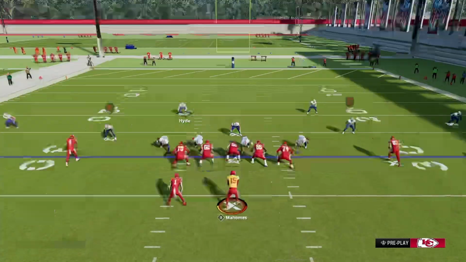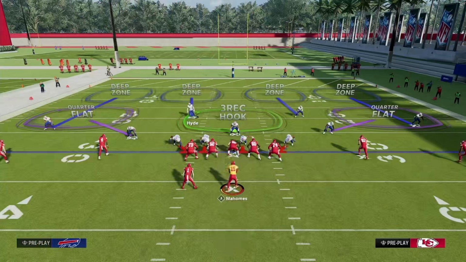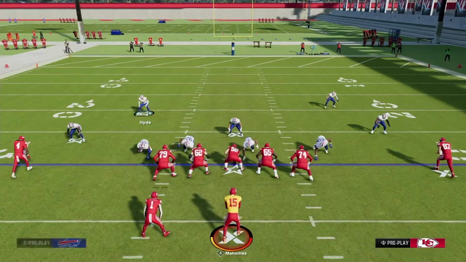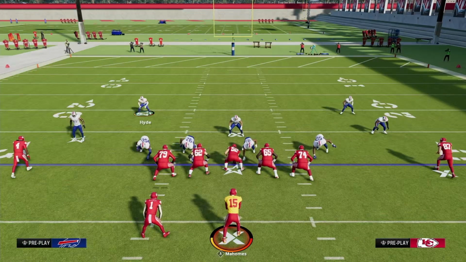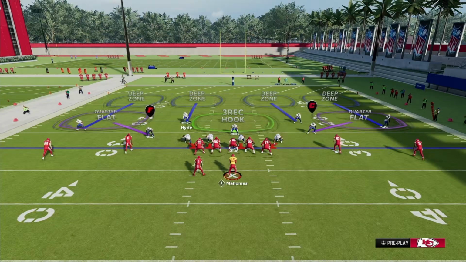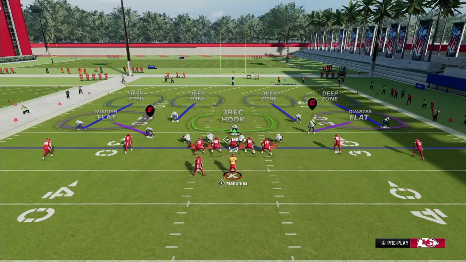So Rasheed Rice in the slot on the left, and then Travis Kelce in the slot on the right. Those are our number two receivers. If Rice goes vertical, that's Hyde's responsibility. If Kelce goes vertical, that's Ian Rapp's responsibility. So vertical is pretty much anything past 7 yards. If they do anything past that 7, 8 yard mark, that's considered vertical by the coding. So they will man up.